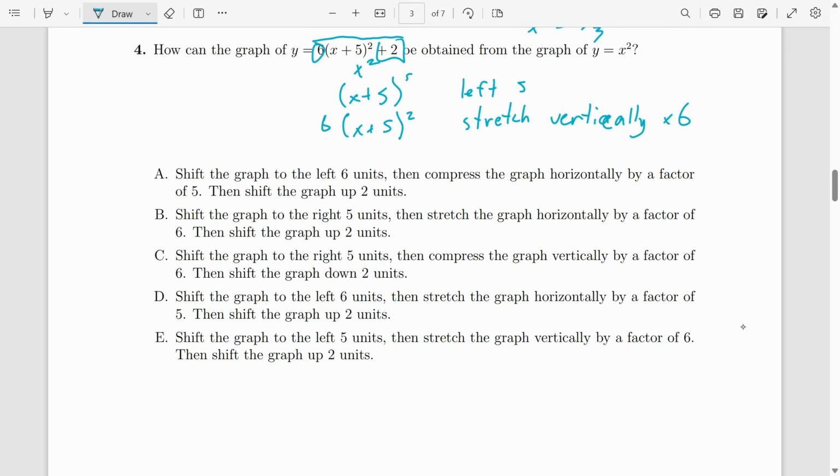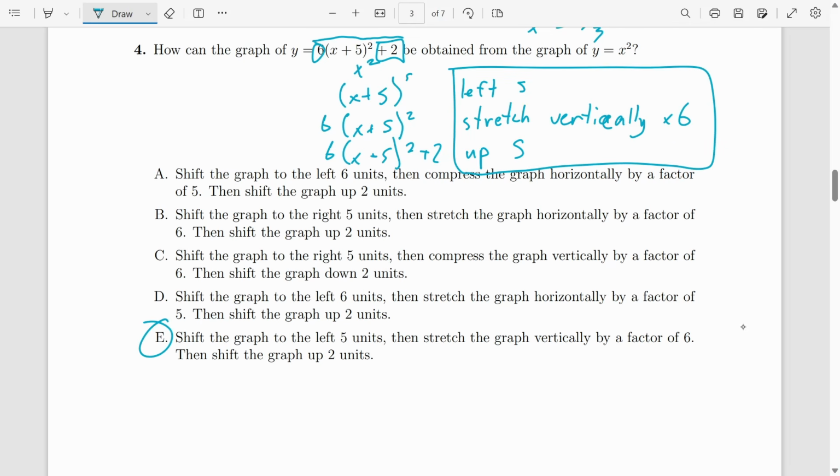And then the last step is this plus 2. So 6 times x plus 5 squared plus 2. This is simpler. Again, since it's on the outside, it's going to be vertical. And since it's a plus, it's going to go up. So it's going to shift it up 2 units. So the transformations that we've done are: shift it left 5 units, stretch it vertically by a factor of 6, and then shift it up 2 units. So that's exactly what we've done by applying all of these transformations onto x squared.